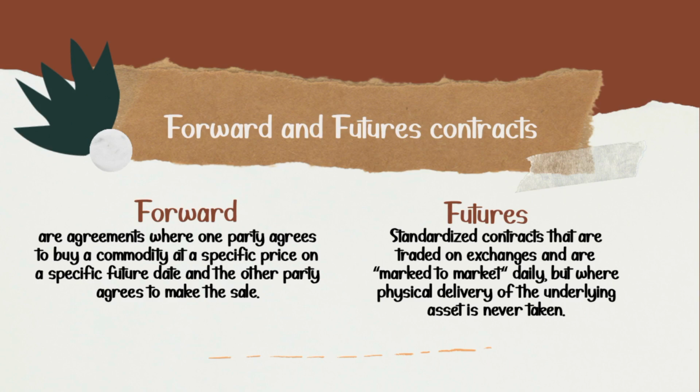Unless both parties are financially strong, there is a danger that one party will default on the contract, especially if the price of the commodity changes markedly after the agreement is reached. Next, futures contracts are standardized contracts that are traded on exchanges and are marked to market daily, but where physical delivery of the underlying asset is never taken.